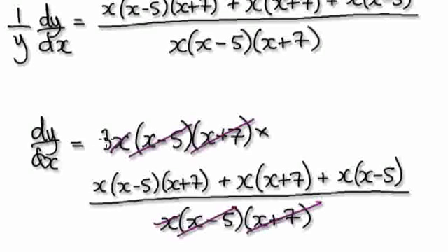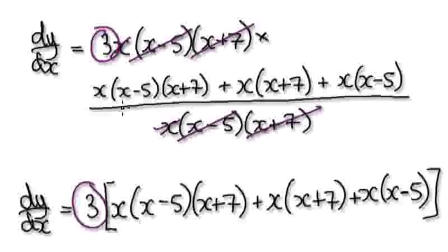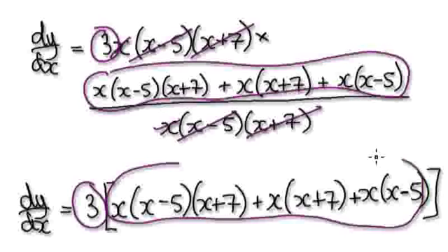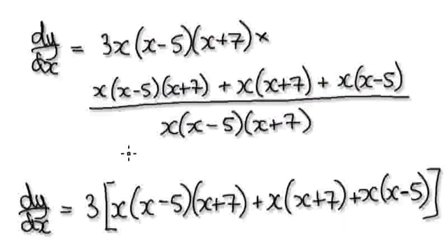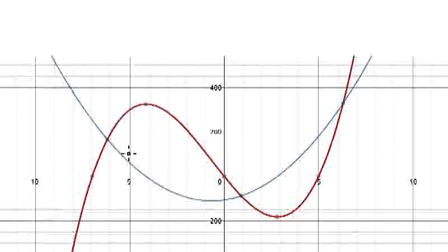and then cancel the x out. That leaves us with a 3. So that leaves us with this 3 here times the whole thing here. So that's the whole thing here. Okay, so plot this into your graph plotter, and then it will give you this graph here.